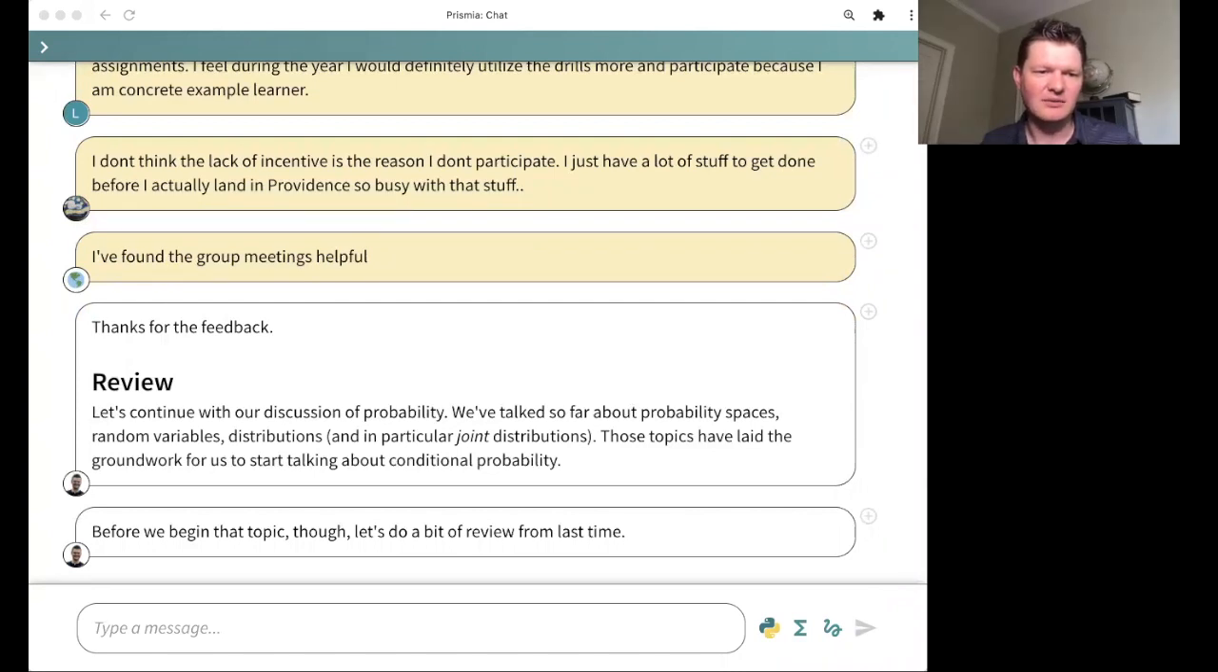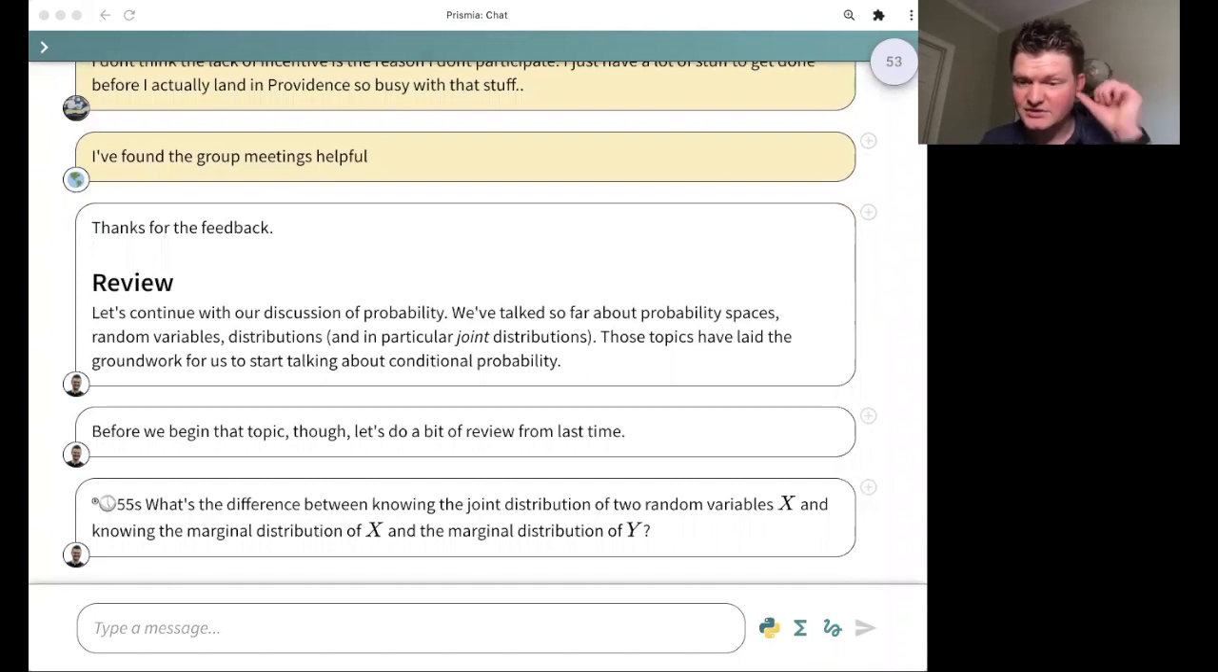Before we talk about conditional probability, though, I want to warm up with some review from last time, and I'll start out with a question. So what's the difference between knowing the joint distribution of two random variables, x and y, and that's missing here, it should be a y, and knowing the marginal distribution of x and the marginal distribution of y?